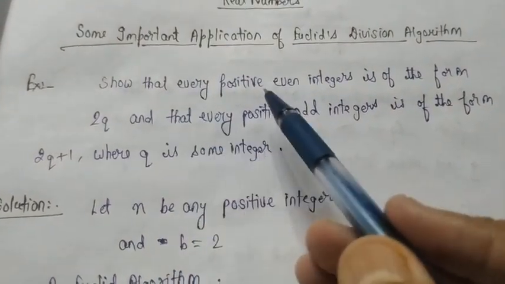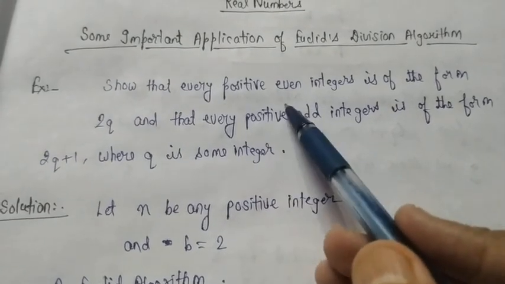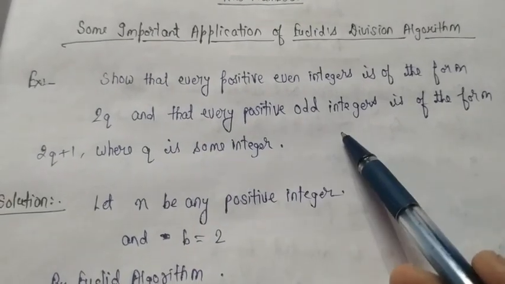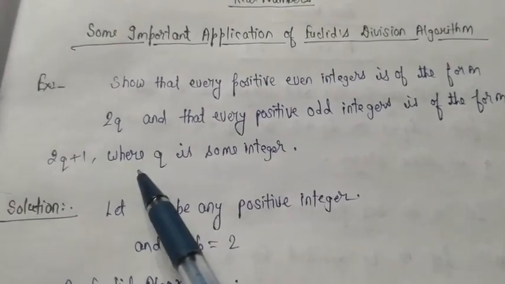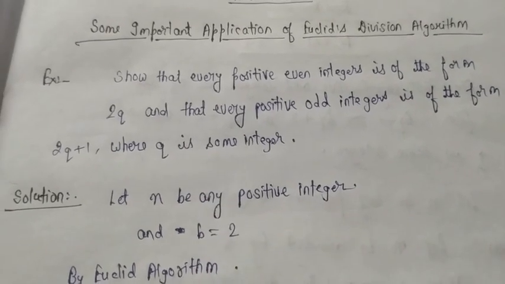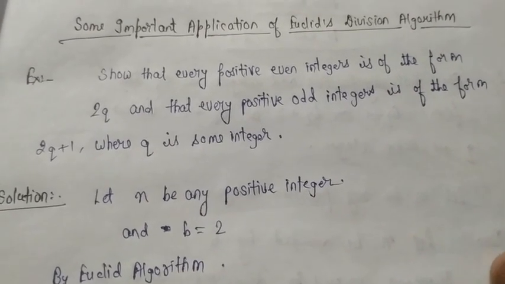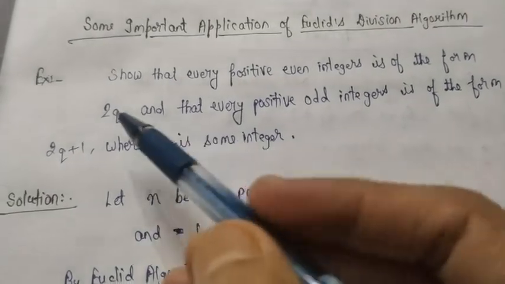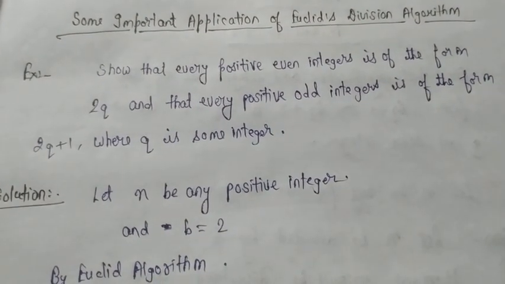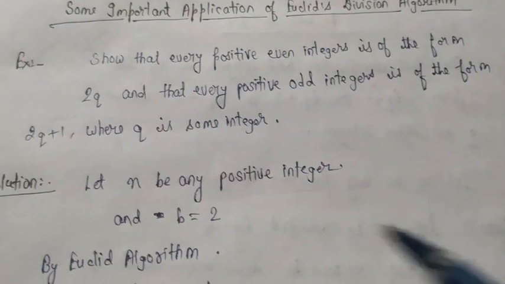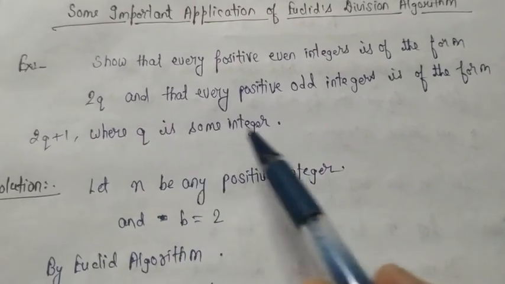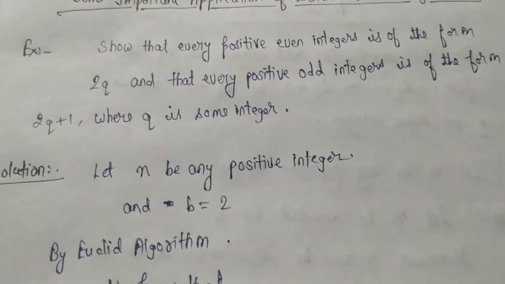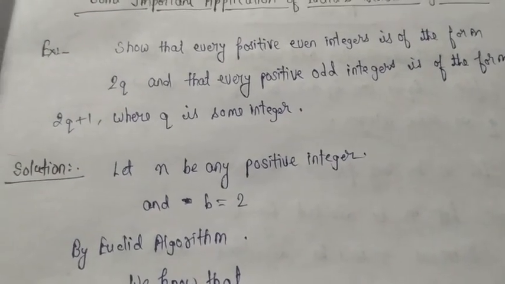Show that every positive even integer is of the form 2q and every positive odd integer is of the form 2q plus 1, where q is some integer. Means every positive even integer can be represented like 2q and every positive odd integer can be represented like 2q plus 1, where q is some integer. So before starting this question, I'm going to tell you how to approach it.